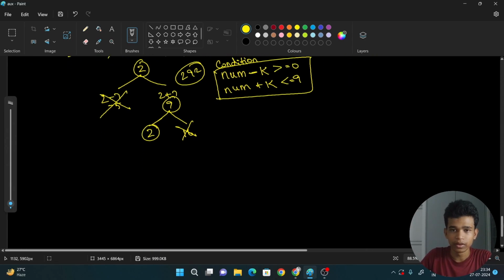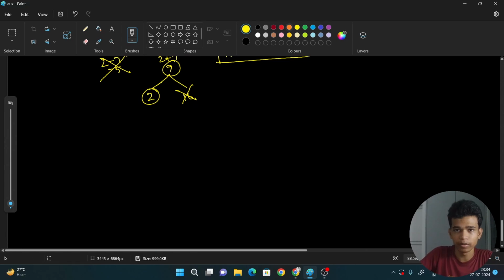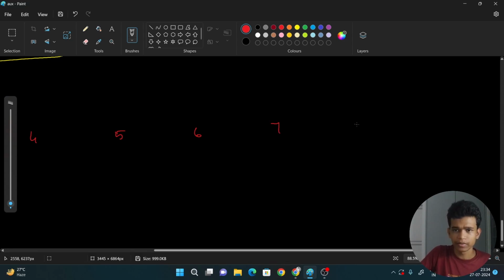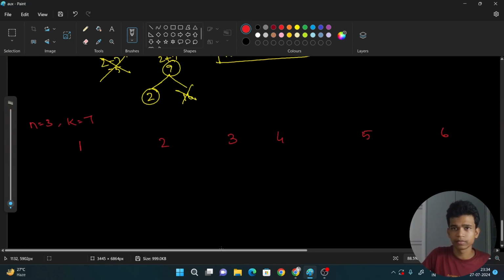Now let us go for the main problem. See here, they have asked us to find for n is equal to 3 and k is equal to 7, right? Okay. Now what are all the possibilities we have? We can start with 1, we can start with 2, 3, 4, 5, 6, 7, 8, 9. So these are all the possibilities of starting, right?